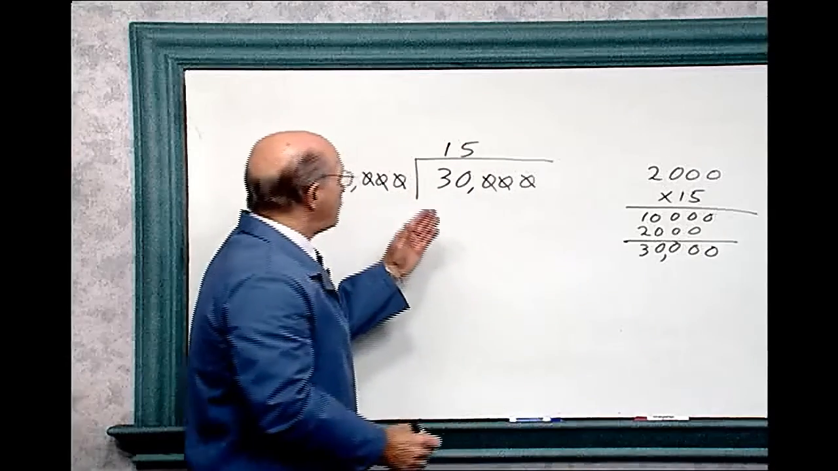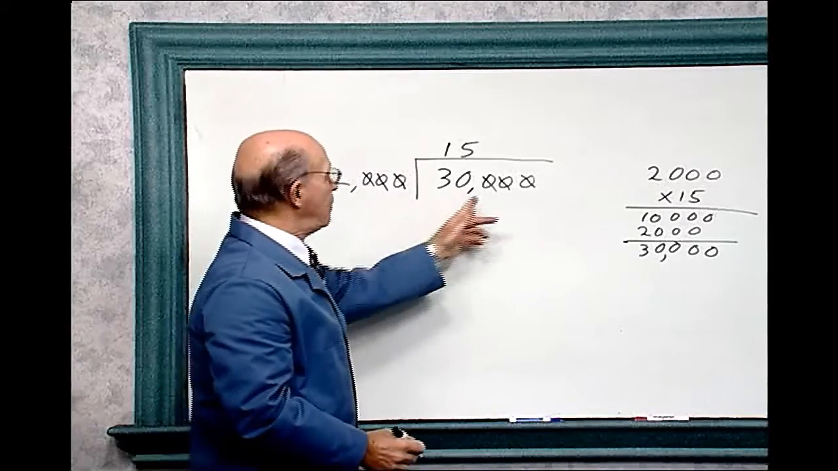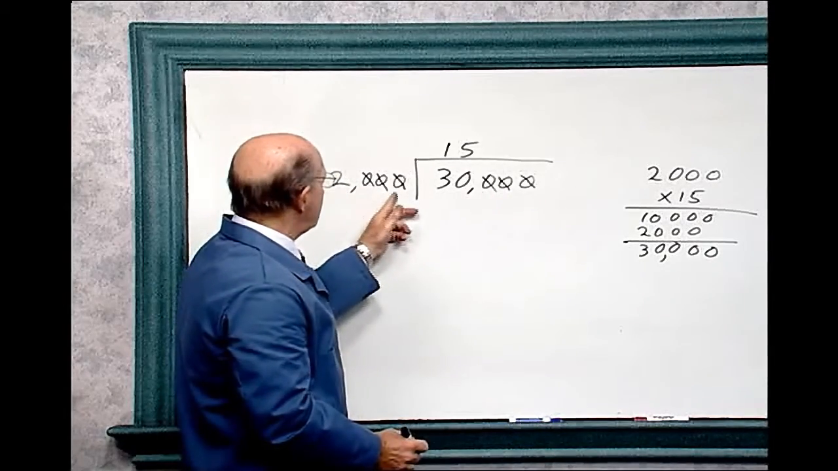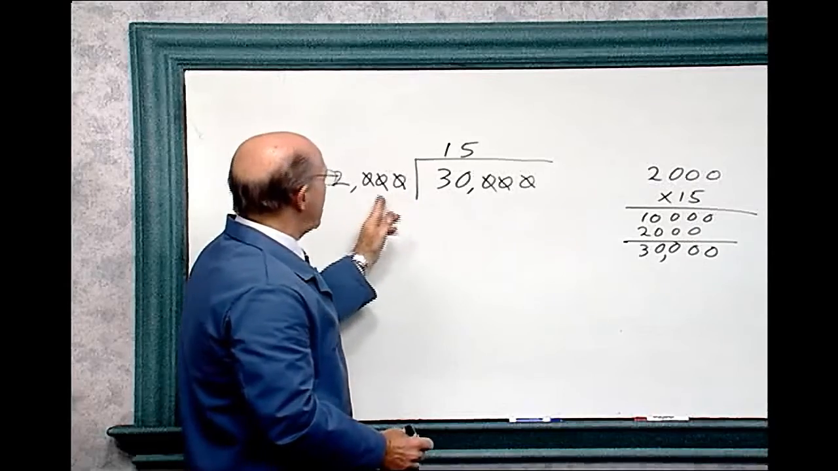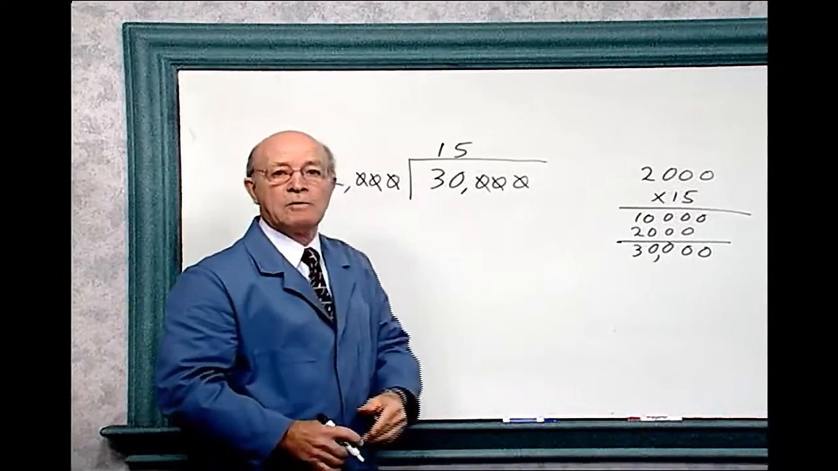So notice all you have to do then, if the divisor has zeros on it and the dividend has zeros, you can remove the zeros in the divisor, the same amount in the dividend, and you see it's a very simple way of doing division then.